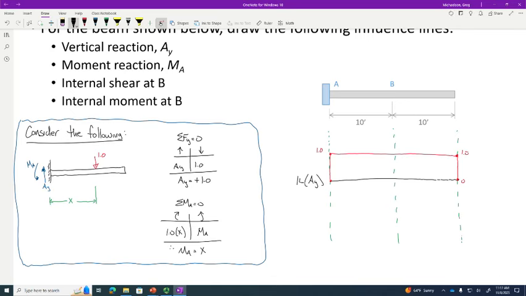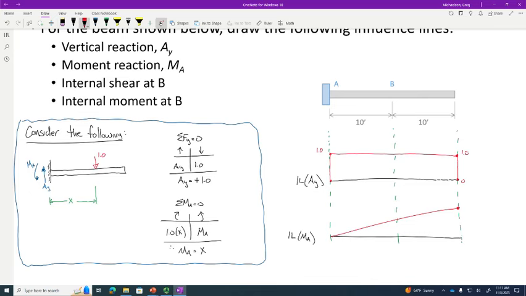So what does the graph of Y equals X look like? It's just a straight line, right? That's all it looks like. So I propose that the influence line for the moment reaction at A, hold on, I can do a better job with that, that the influence line for this looks like that.